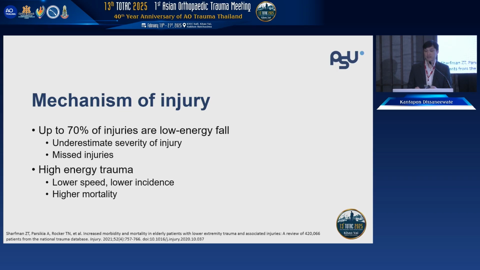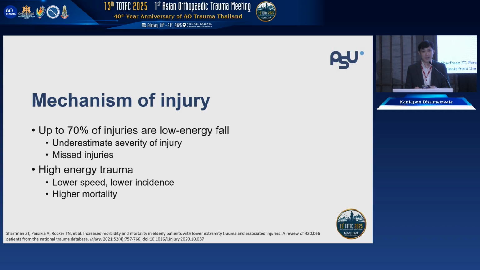So up to 70% of these injuries are low energy falls. So it looks benign, right? How could a low energy fall lead to polytrauma with polyfractures? Maybe sometimes we may not think, but some of us may think that these low energy falls are not to be scared of, but actually we are underestimating these kinds of injuries. And sometimes we even miss some injuries from these falls.